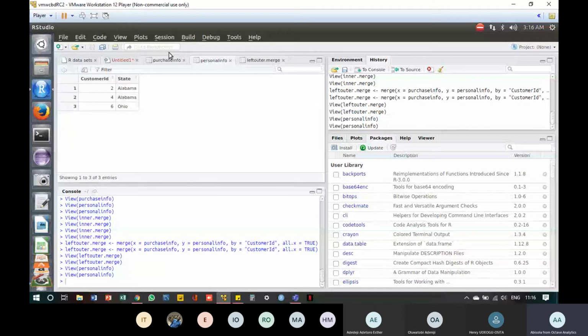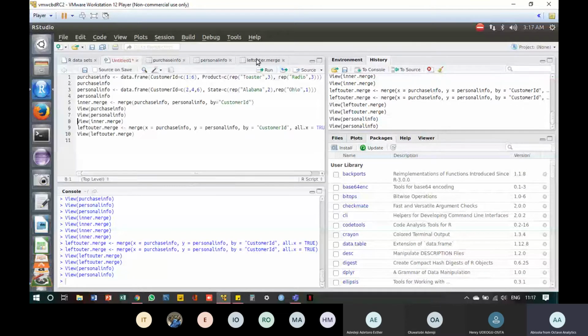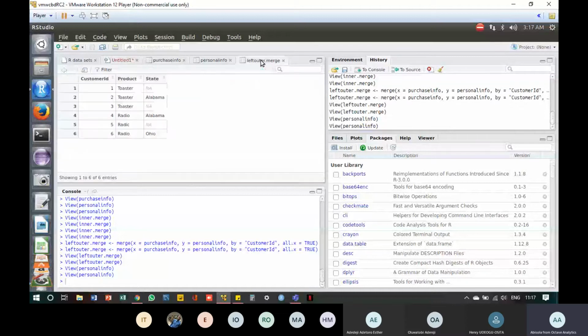And see what I did, I did a left join. So if you see my left join, you would see that I have all my X present, which is purchase info, while I only have these three present, because these three are common, are also in purchase info. So I only have these three present here. So you can see Alabama, Ohio, which is 246. So let me show you something so you understand what I'm saying better.